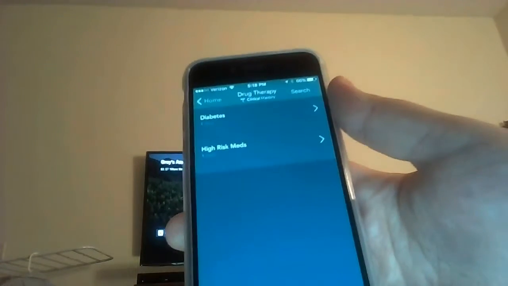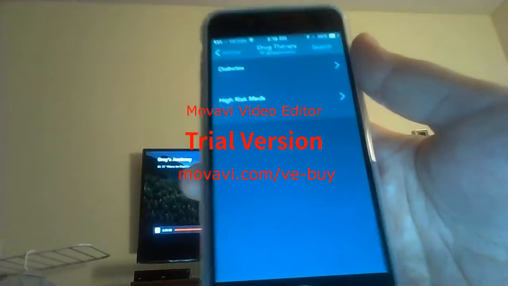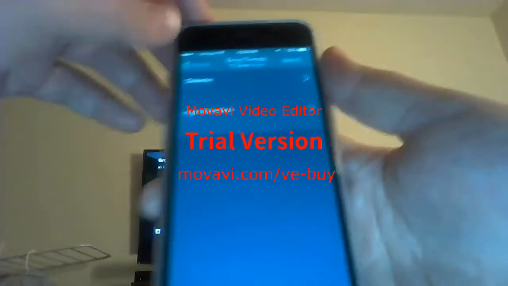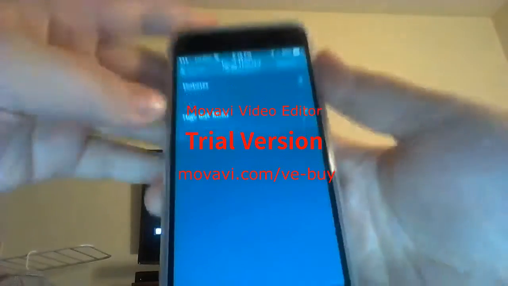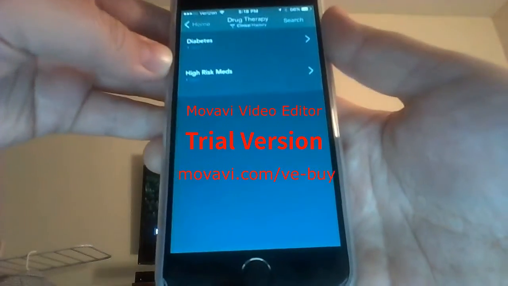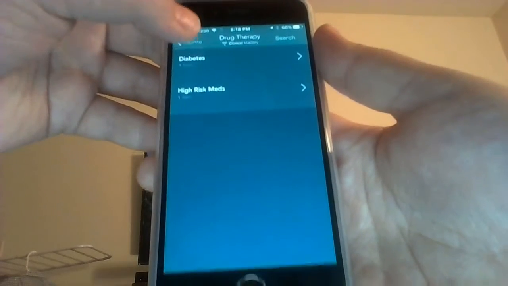And then drug therapy, this one I just narrowed down to diabetes, but there's many different options to choose from: cardiovascular, gastrointestinal, any sort of medicine that the patient might be on, for reference purposes that any healthcare professional could need. The end.